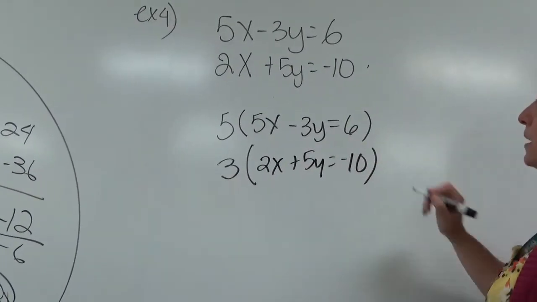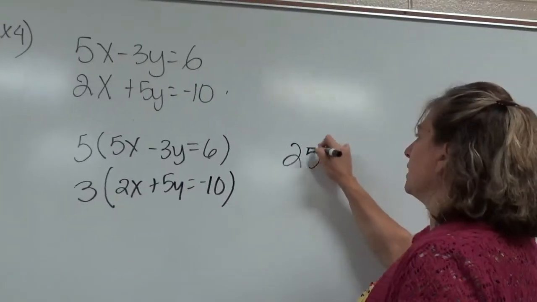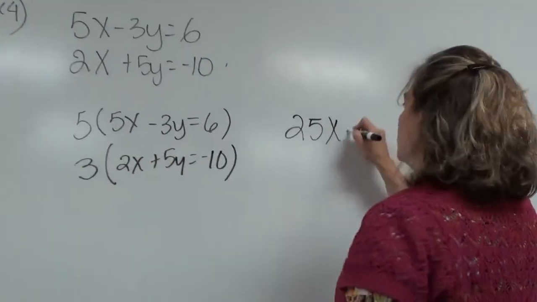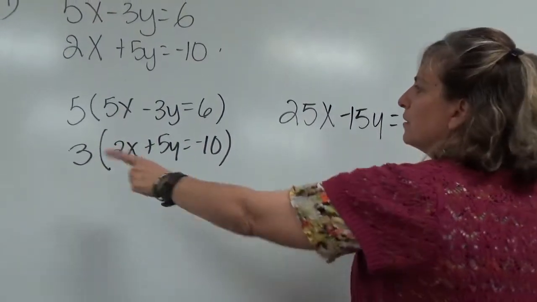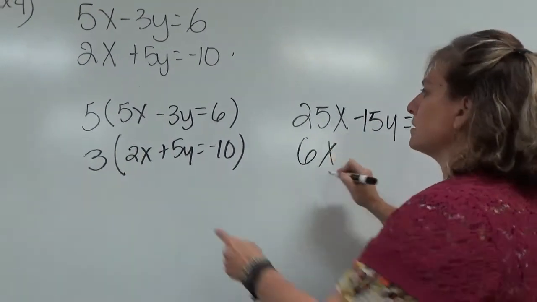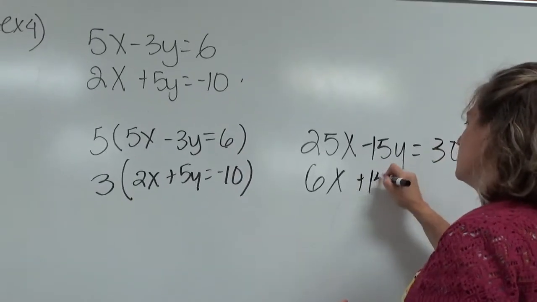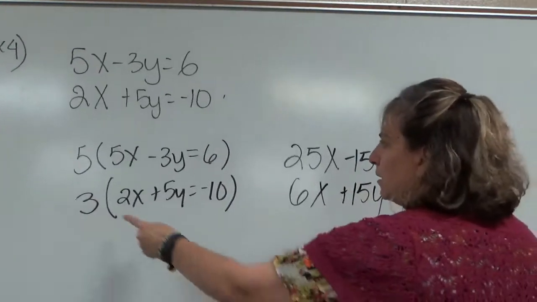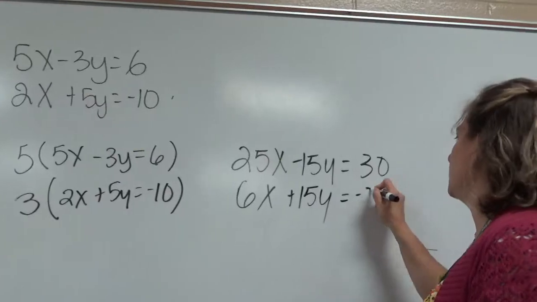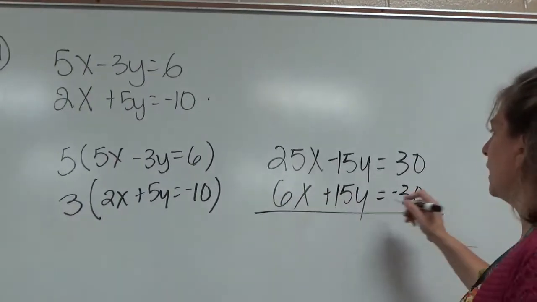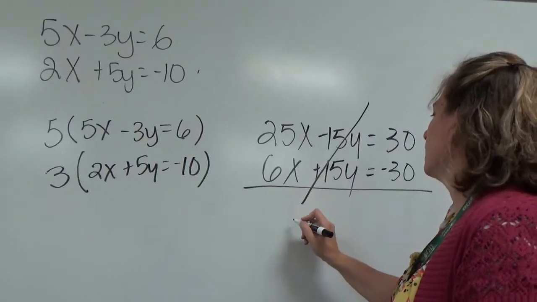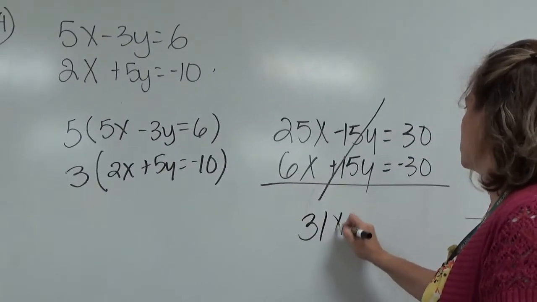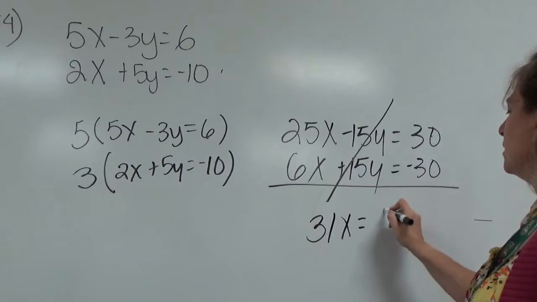Okay, ready? 5 times 5 is 25x. 5 times -3 is -15y. 5 times 6 is 30. 3 times 2x is 6x. 3 times 5y is positive 15y. Bingo, there I go. 3 times -10 is -30. Okay, yay, goodbye. 25 and 6 is 31x equals 30 minus 30 is 0.